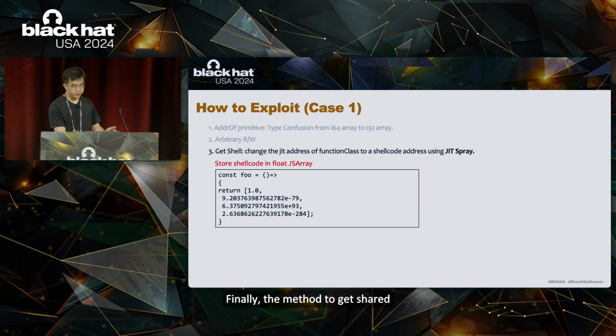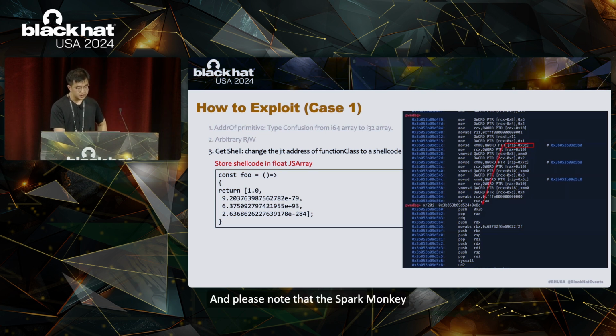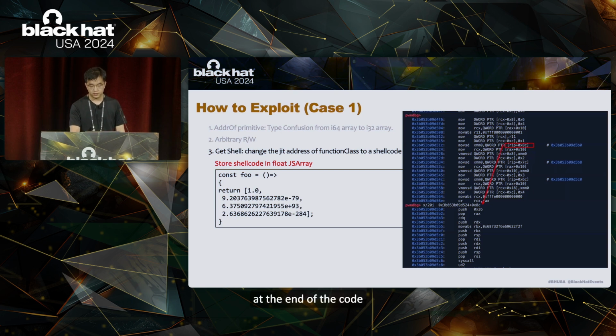Finally, the method to get a shell is to change the JIT address of a function class to the shellcode address, which can be achieved through JIT spray using a Float64 array. And please note that SpiderMonkey stores all the floating point numbers together at the end of the code and accesses them via an index like RIP plus offset. So the shellcode does not require small jumps within the floating point numbers as usual, like in the number spray technique.